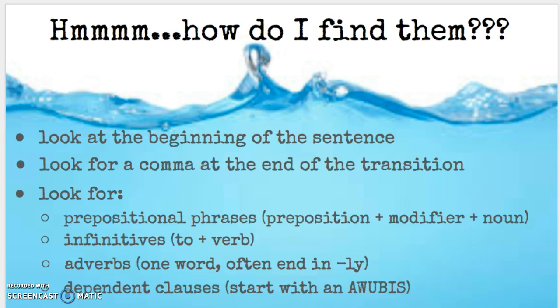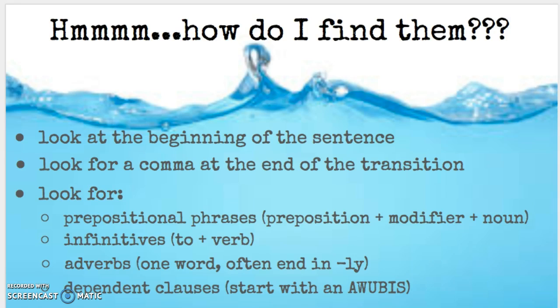So you want to look for things like prepositional phrases. Those can act as transitions if they come at the beginning of the sentence. So a preposition plus a modifier plus a noun. So it's like me saying, in the end, comma, I loved cake. Okay, so in the end would be your transition, also acting as a prepositional phrase. Same thing, infinitives can also come at the beginning as a transition. You just want to look for that comma to offset it.